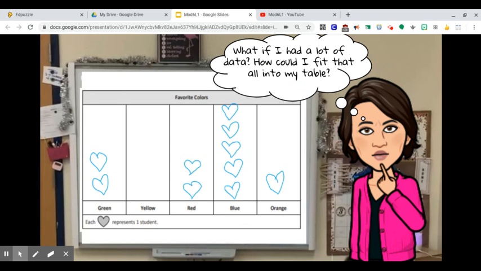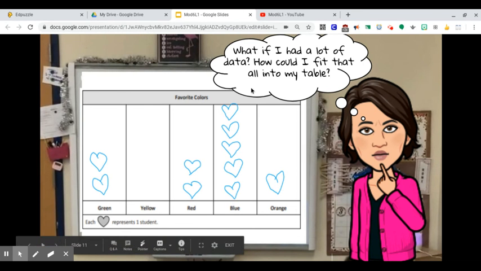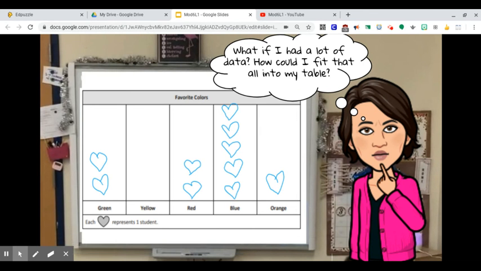Now, what if I had a lot of data? What if I surveyed the entire 3rd grade and I had 75 responses to put on here? That would be a lot more hearts to try to squeeze in, and I could barely fit the 5 right here that I squeezed in. So what could I do to make it easier to fit all of my information?